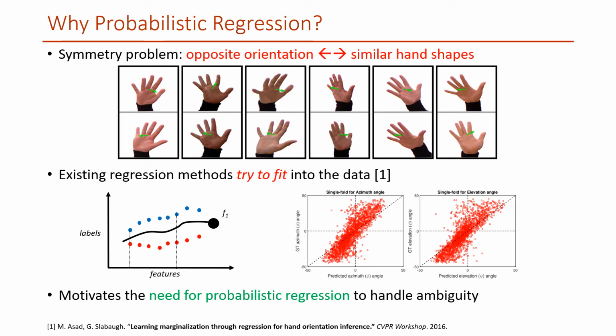One of the major challenges that we face in our dataset is the symmetry problem, whereby due to the absence of depth information, different opposite orientations of the hand may result in similar input features. When we have this kind of ambiguity in the dataset, we notice that using existing regression techniques results in a big bias, where the models try to fit into the data and end up having a large error for all the orientations. This motivates the need for a probabilistic regression technique whereby it can address the ambiguity within the dataset by having multiple hypotheses in the target.